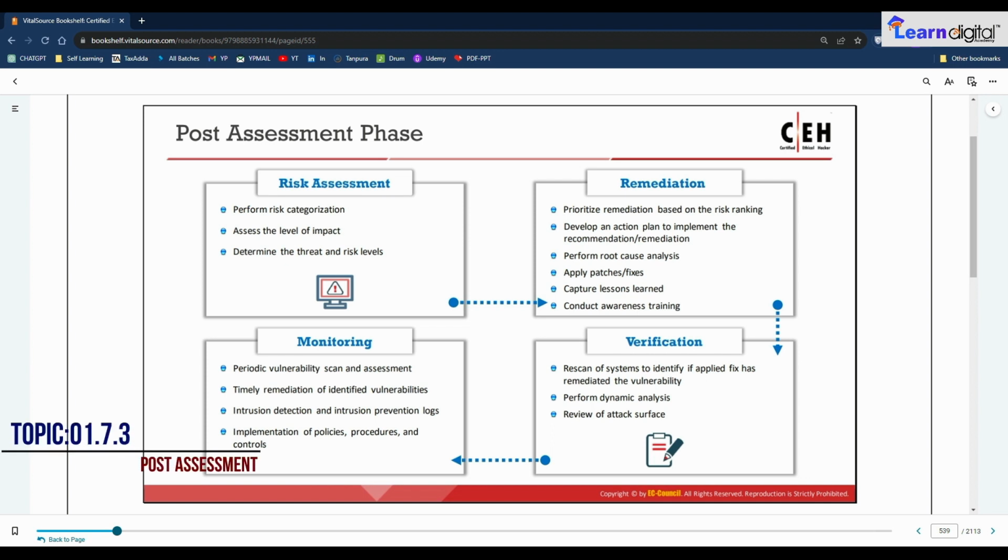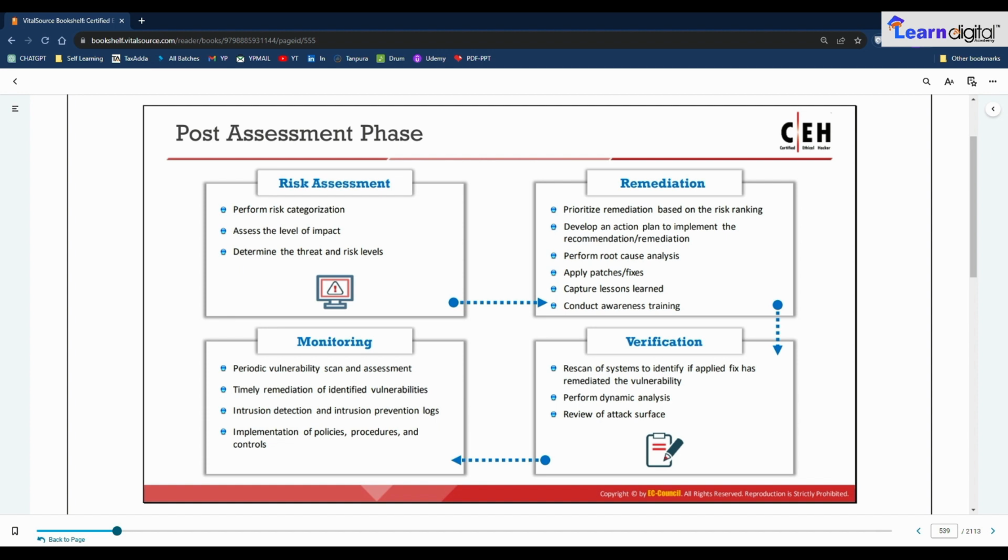The last topic of vulnerability assessment concept is the post assessment phase, right? The post assessment phase, also known as the recommendation phase, is performed after and based on risk assessment. Risk categorization is done by key criteria, which helps prioritize the list of recommendations.